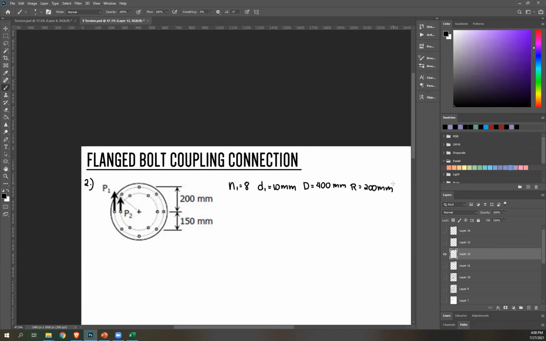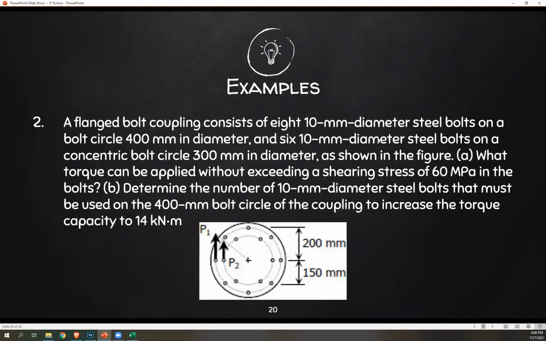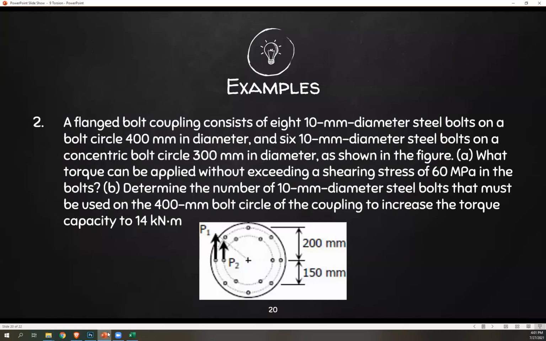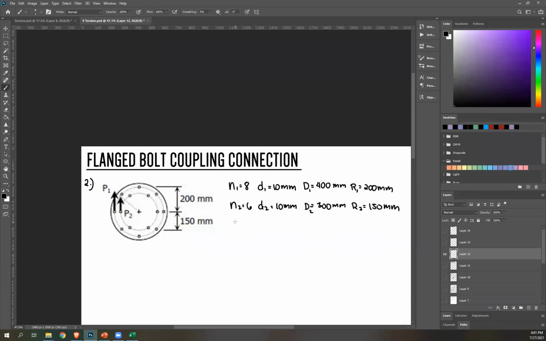There. Next, N2. 6, 10, 300. And then once again, you want R to get R2, divide by 2, 150 millimeter. Okay, what else? Shearing stress 60 MPa. And then, that's it. So let's start with letter A.